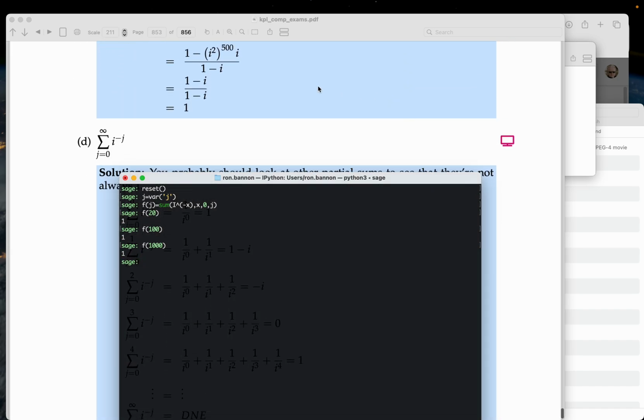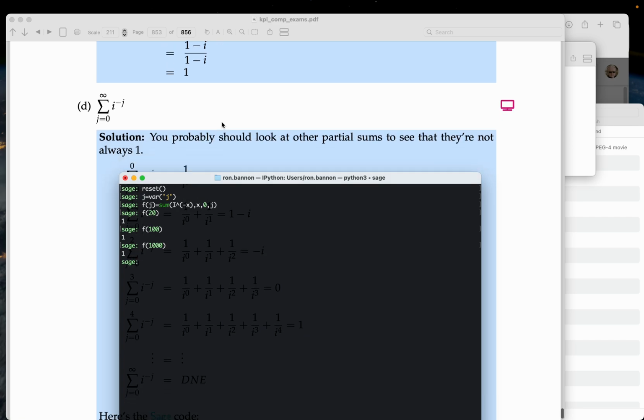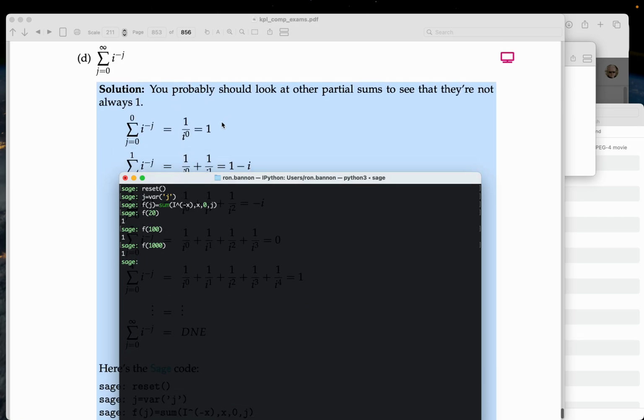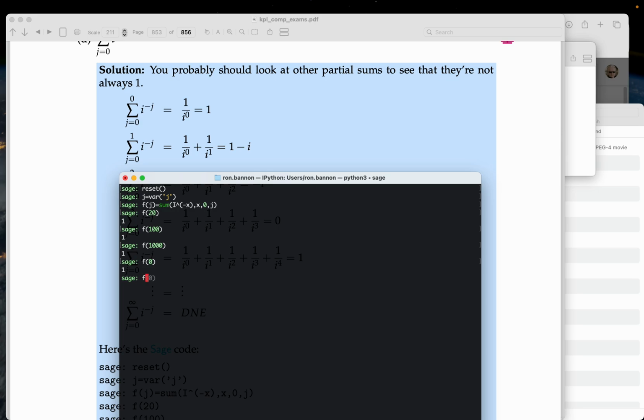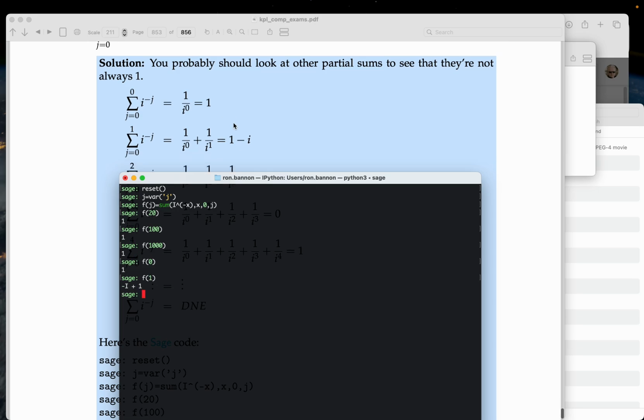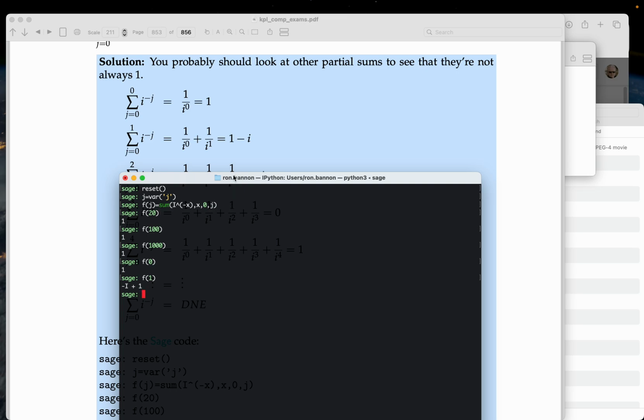Then when I got to D, you might have made an assumption that it was going to be 1. And you're looking at really a biased sample. And so what I did over here, I did some partial sums. So the partial sums I'm doing is f of 0. No, 1 again. And then I did f of 1. I'm looking at the sequence of partial sums now. And that's where I'm starting to have suspicions it's not 1. Because I'm getting this thing, minus I plus 1. All right, same thing we got over here.